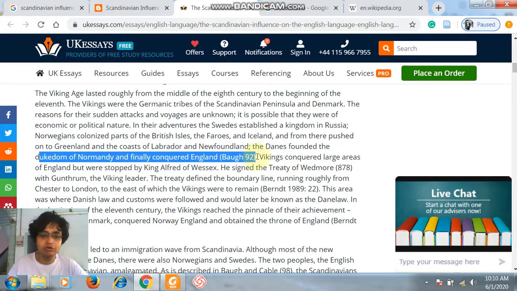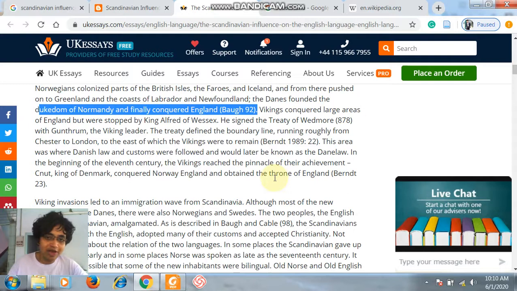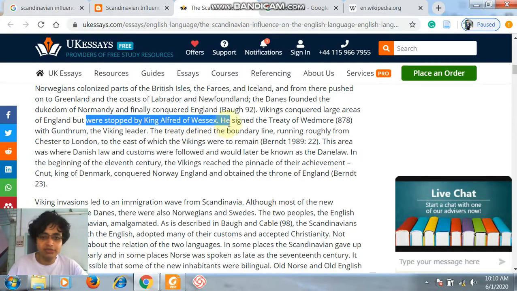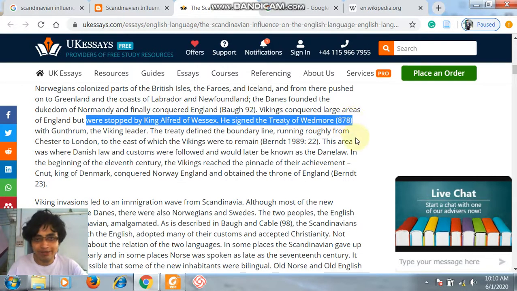and finally conquered England. So Vikings conquered large areas of England, but were at last stopped by King Alfred of Wessex. He signed the Treaty of Wedmore in 878 AD, a very important historical event, with Guthrum, the Viking leader, the Dane leader. That particular treaty defined the boundary line running roughly from Chester to London.